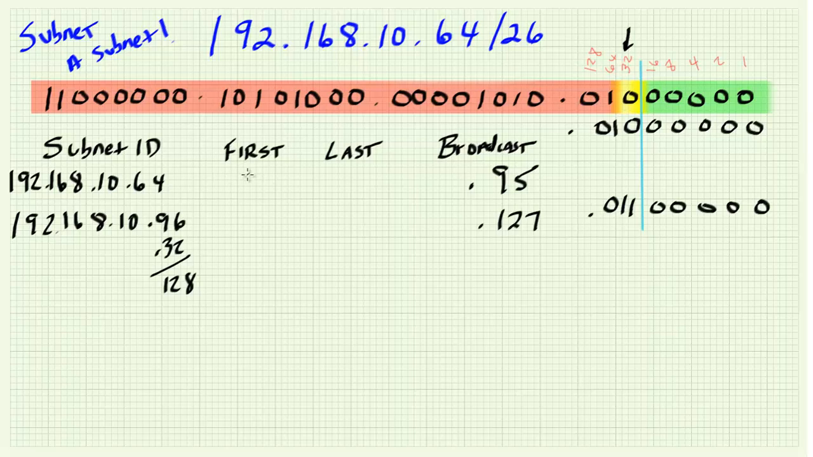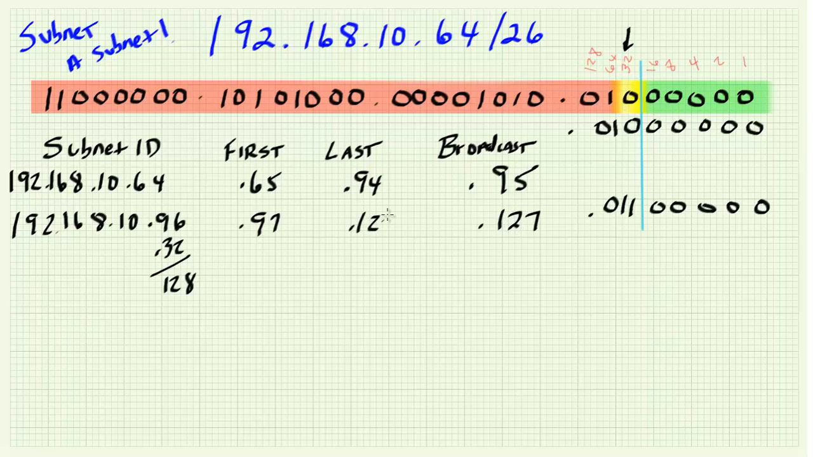The first host in the first subnet is going to be the subnet ID plus 1. That's going to be .65. And the last host in the first subnet is going to be that subnet's broadcast minus 1, which will be .94. The first host for this next subnet, the 96 subnet, will be 96 plus 1. That's going to be .97, our first host in the second of these two subnets. And the last host in the second subnet will be the broadcast minus 1, which is .126.